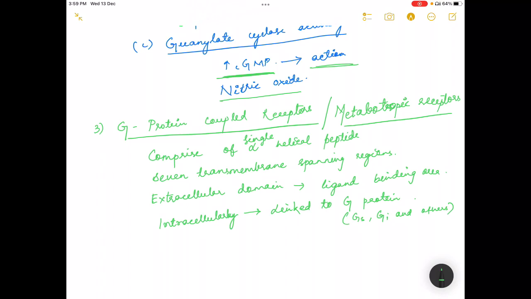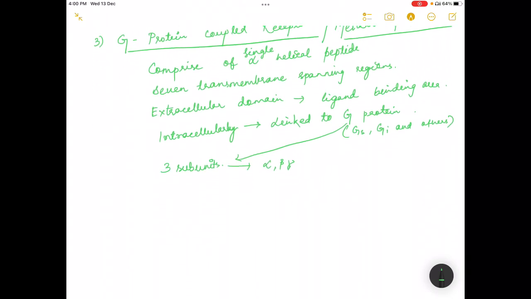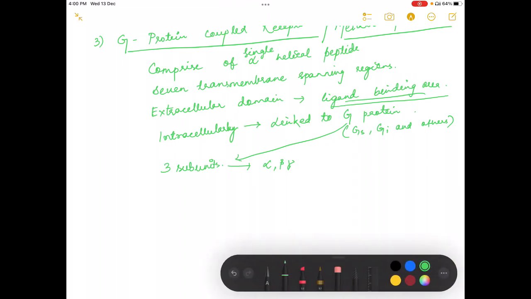Okay, so this G protein has 3 subunits. What are those subunits? Alpha, beta and gamma. So the alpha subunit is there and the beta gamma subunit is there. So binding of the appropriate ligand to the extracellular domain activates the G protein. Whenever the ligand binds to the extracellular domain, there is activation of the G protein.